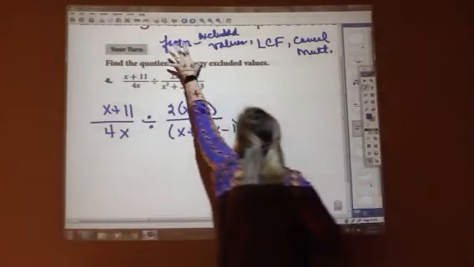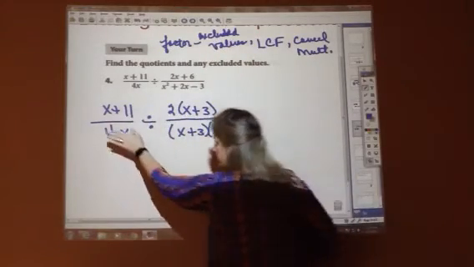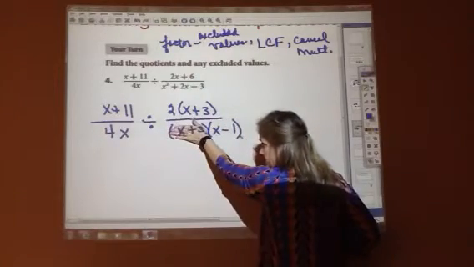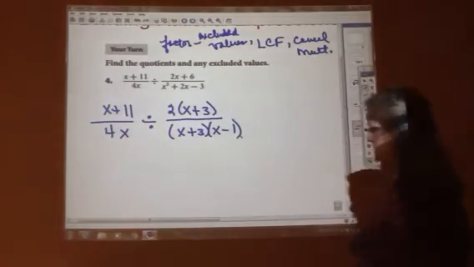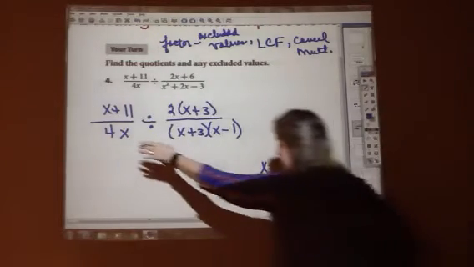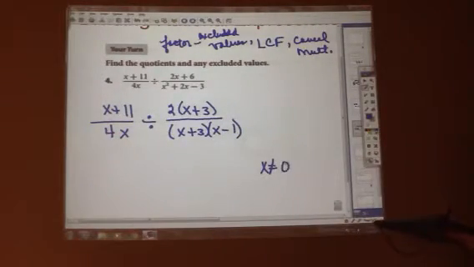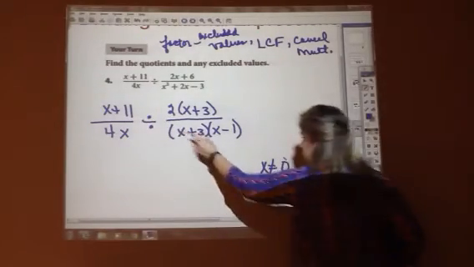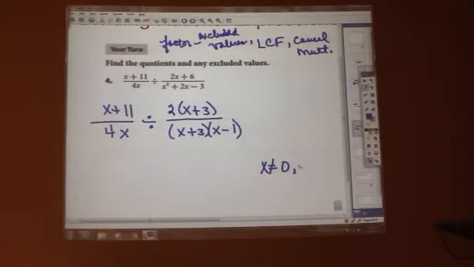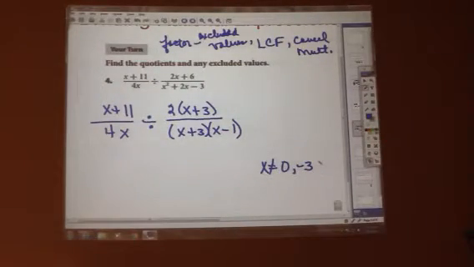Okay, we did the factoring. Now it's still in division. Now we're going to do the excluded values. So I have to set this equal to 0, this equal to 0, and this equal to 0. So my excluded values, x cannot equal, when I set this equal to 0, what do I get? 0. When I set this equal to 0, negative 3. And this equal to 0, 1. All right, we got our excluded values.